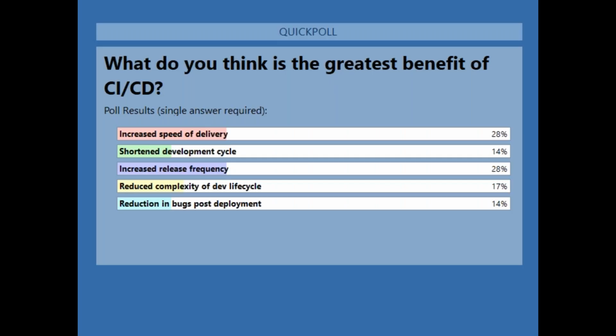All right, let's take a look at those results. Looks like, wow, this is interesting. What do you think is the greatest benefit of CI/CD? We have a tie between increased speed of delivery and increased release frequency, which kind of makes a lot of sense. Yeah, to a certain extent, we probably have an audience skew just based on the title of the webinar, right? This actually matches my next slide, which goes to what people are looking for. The interesting thing is that reduced complexity actually came in as third. We're actually going to talk about that in a later slide.